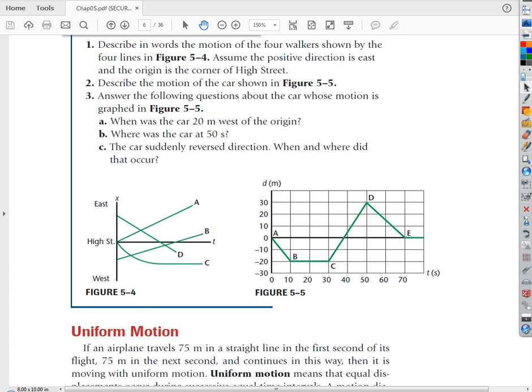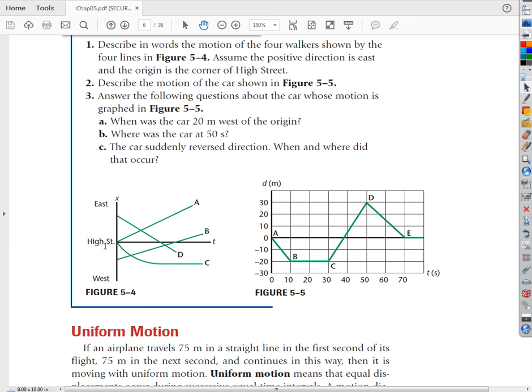Walker B, what's he doing? Walker B is slightly west of High Street, and passes High Street. Okay, so he's starting, let's say, for you guys, this would be east, right? Just pretend. So he's starting back there at a negative value, right? He's west of the beginning, and he's walking at constant speed to the east, right? How do we know those two things? Because of his starting point, because he starts at a negative value, right? And it's a straight line. Okay, very good. All right, Caleb.